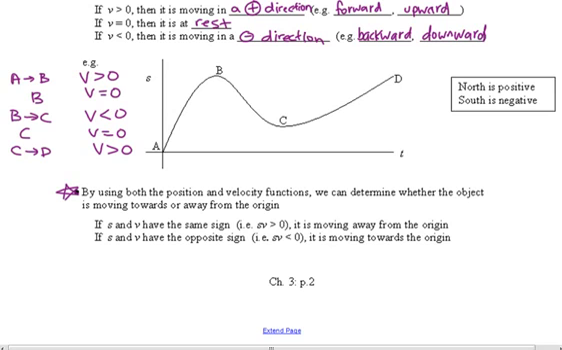By using the position and velocity functions, we can determine whether the object is moving towards or away from the origin. If s and v have the same sign, then the product of them would be greater than 0, and that would be moving away from the origin. If they have opposite signs, it's moving toward the origin. We'll look at a problem like that to make sense of it in a second.